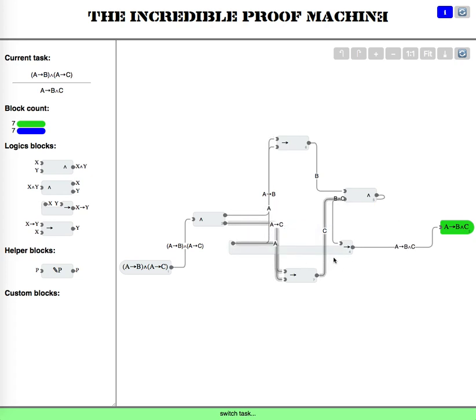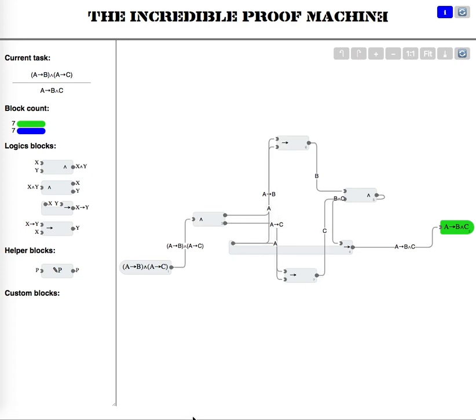So all this thing is doing is it's assuming that if A is true, can we use these other two statements, A implies B and A implies C, combined with that to finally prove B and C? And the answer is yes. So there you go.